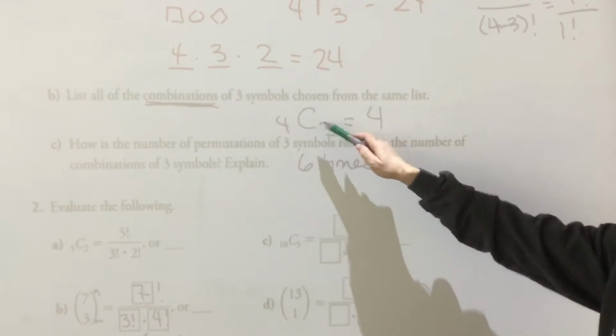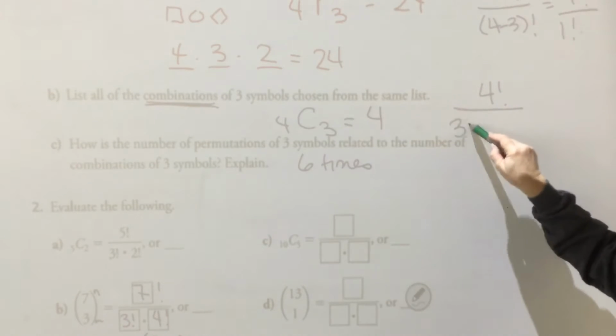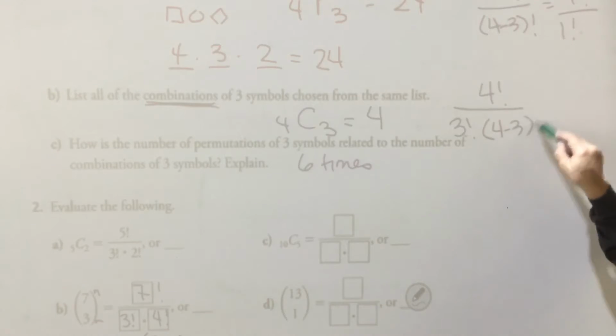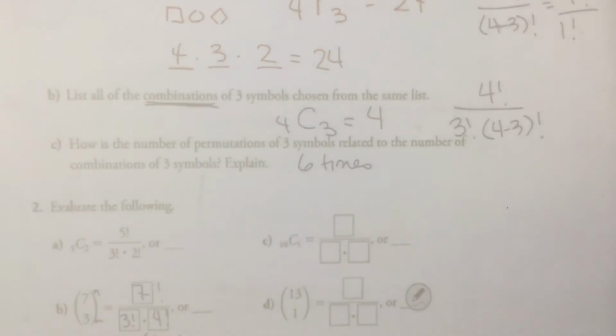Versus for C3, I would have 4 factorial over 3 factorial, 4 minus 3 factorial. There's that extra that's being divided out. So that's kind of the purpose of numbers 1 and 2, making you plug it into the formula. Don't need to do it, just mainly for your information.